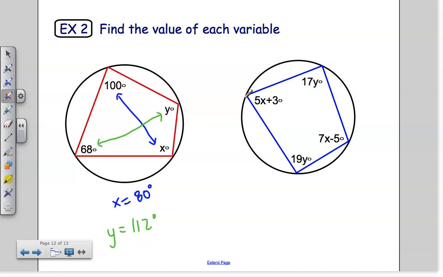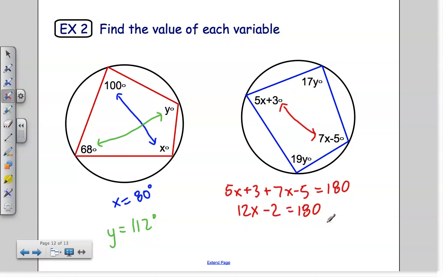All right, what about here? We have an inscribed quadrilateral, which we know means the opposite angles have to be supplementary, or add to 180. So a little bit trickier. I know this angle plus this angle would equal 180. Let's set up the algebra here. So 5x plus 3 plus 7x minus 5, together they add up to 180 degrees. Combine like terms. 5x and 7x is 12x. Positive 3, negative 5 would be minus 2, equals 180.